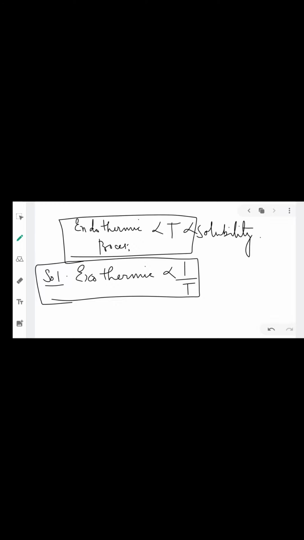Now you can also understand this in accordance with Le Chatelier's principle. Le Chatelier's principle states that whenever a stress, for example heat, pressure, or concentration of one reactant, is applied to an equilibrium, the system will adjust if possible to minimize the effect of the stress.